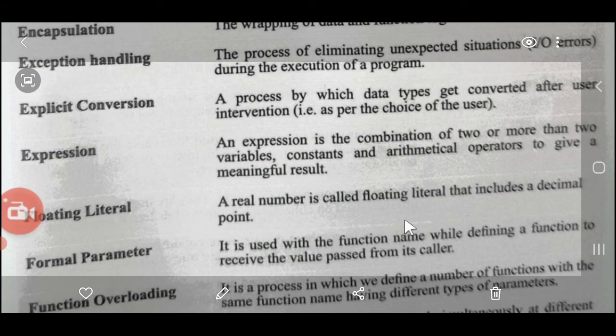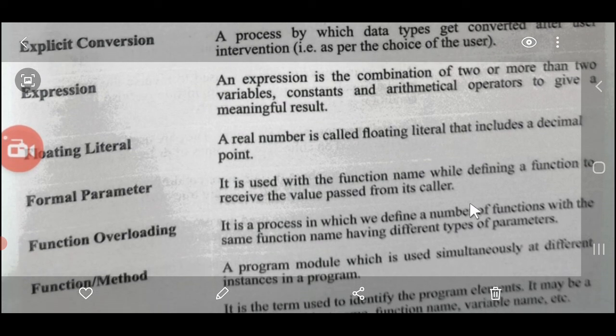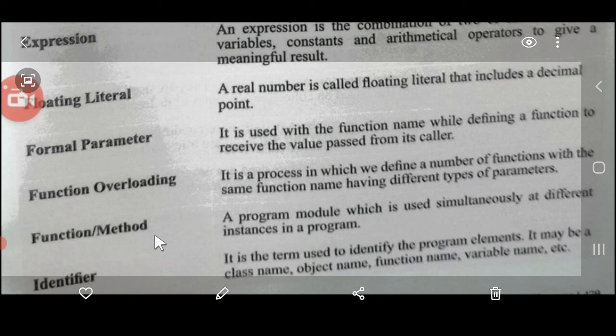After that, we have floating literal. A real number that includes a decimal point is called a floating literal. And always remember, a floating literal is suffixed with a small f. And after that, formal parameter: it is used with the function name while defining a function. So whatever parameter we specify in the function definition is known as a formal parameter. Function overloading: it's a process in which we define a number of functions with the same name but different number and types of arguments. It is called function overloading. And function overloading, students, is basically based upon the concept of polymorphism.